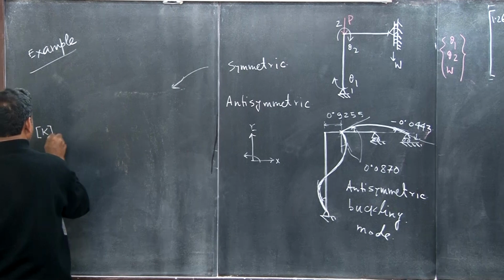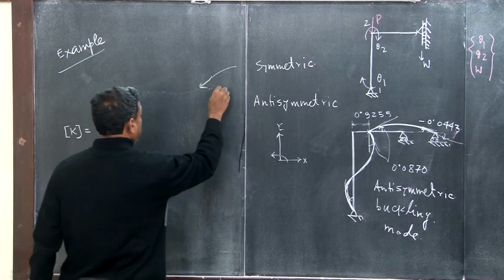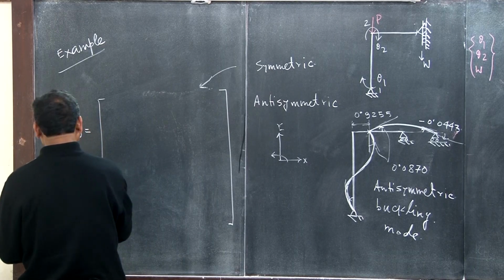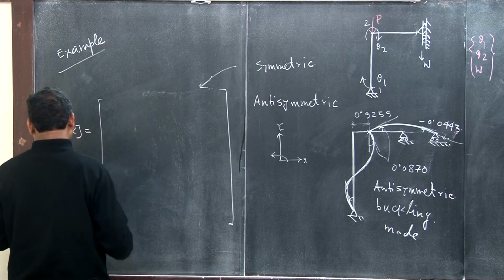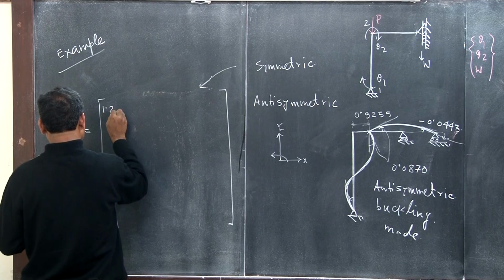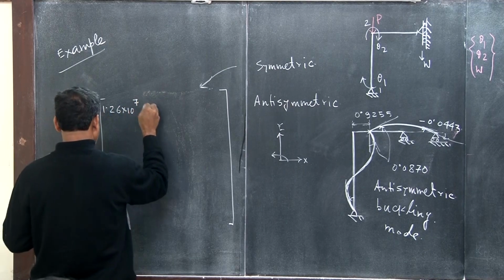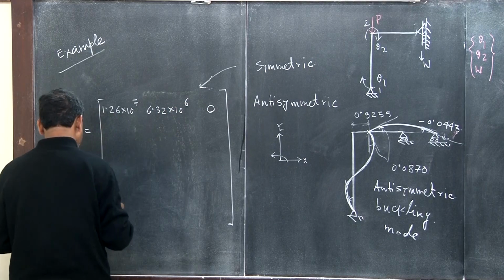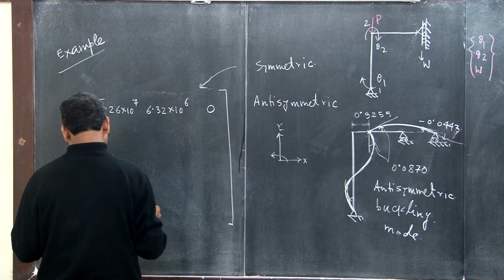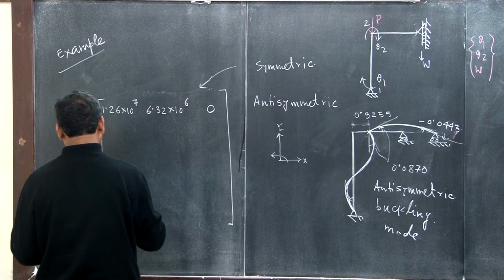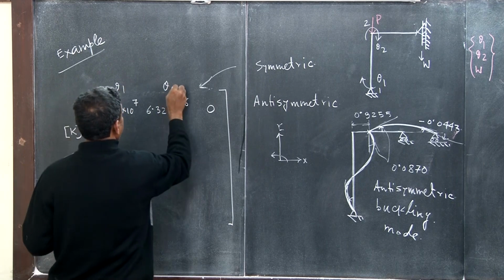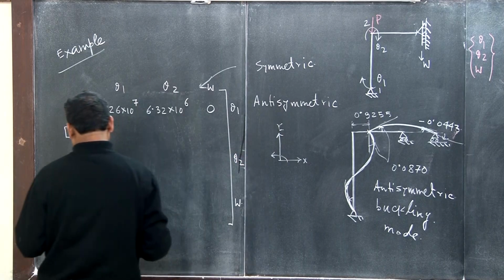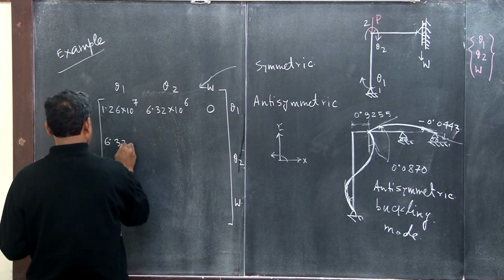Symmetric one, the stiffness matrix, let me write down K plus Kg. Okay, here I am writing the values. So the values will be 1.26 times 10 to the power 7, 6.32 times 10 to the power 6, 0, and theta 1, theta 2, w, theta 1, theta 2, w, theta 1, theta 2, w. We have 6.32.